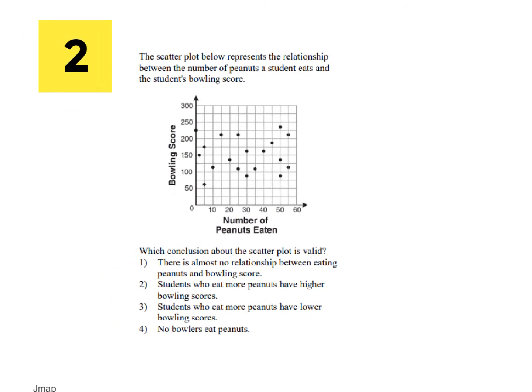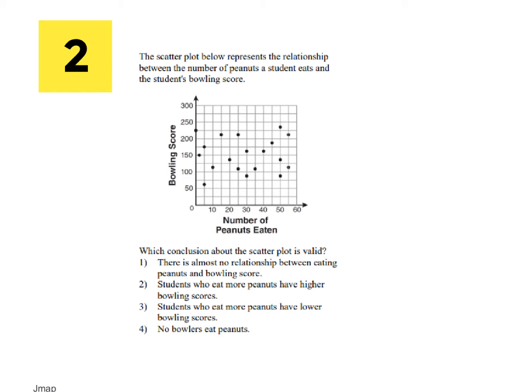We have scatter plots representing the relationship between the number of peanuts a kid eats and the bowling score. Okay, so first, before you even look at the graph itself, I want you to think common sense. And I immediately think there can't be a relationship between the number of peanuts you eat and your bowling score. I also look at the graph and see there really doesn't look to be a pattern. It looks to be all over the place. So this is a great question.